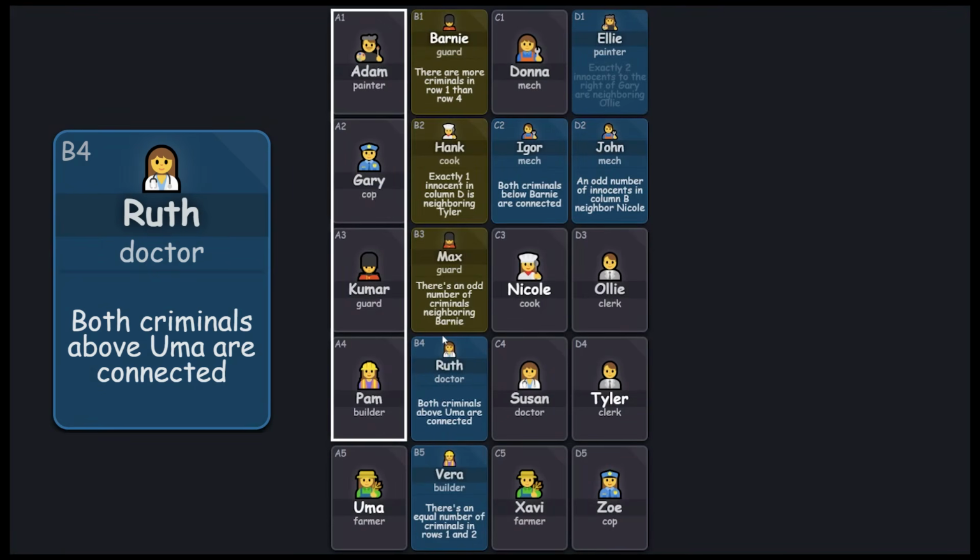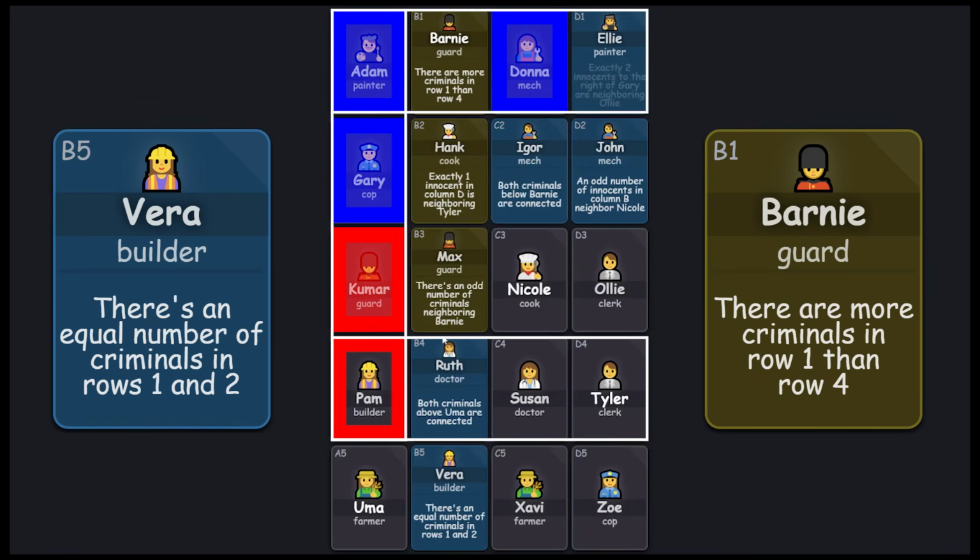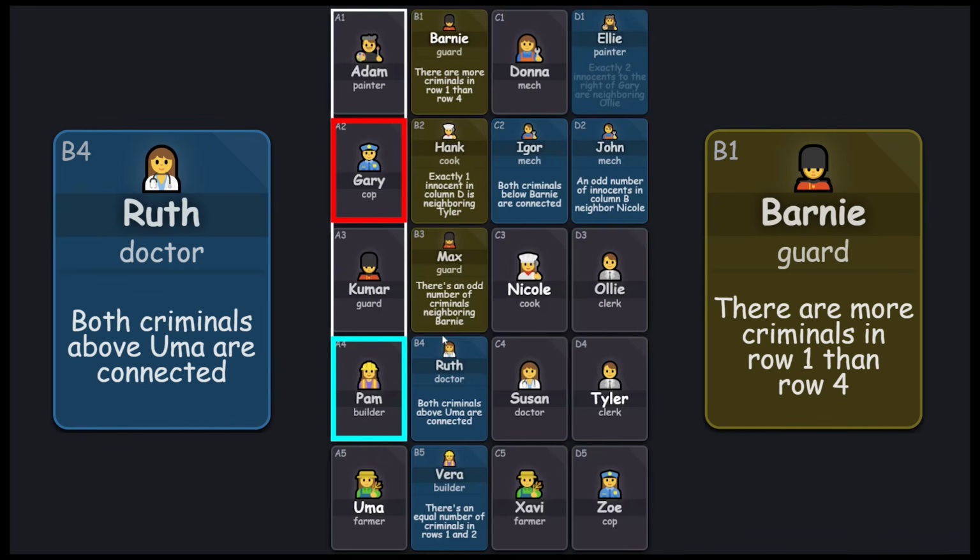Both criminals above Uma are connected. If Pam was a criminal, then the column would have to look like this. But this violates Barney's clue. Therefore, we can mark Pam as innocent and Gary as a criminal.